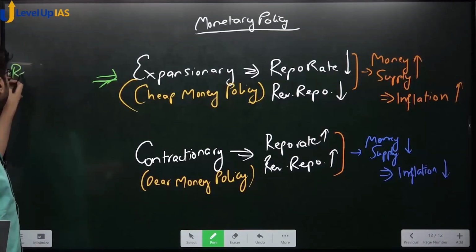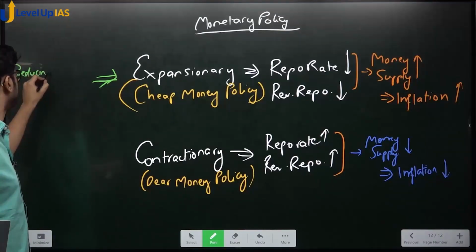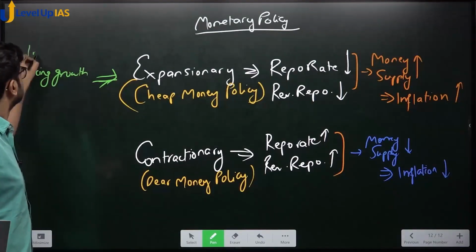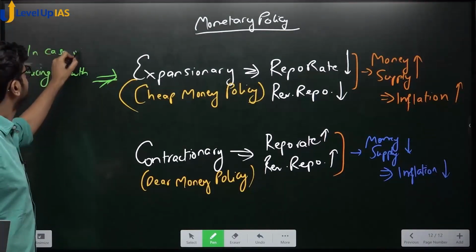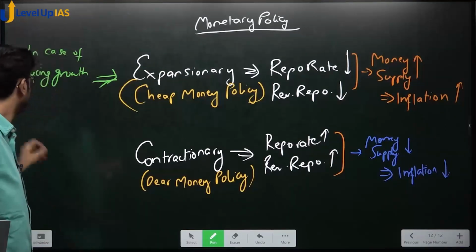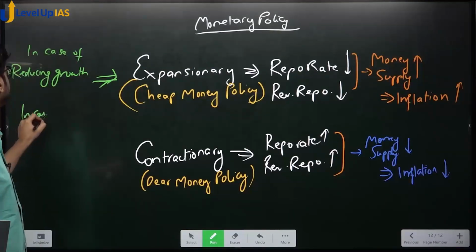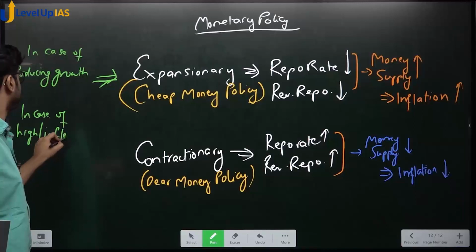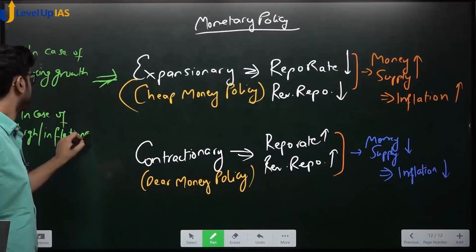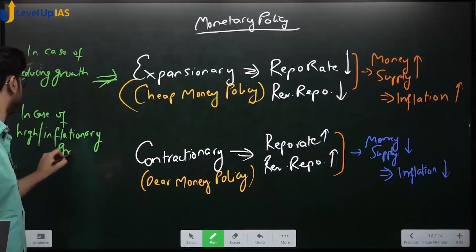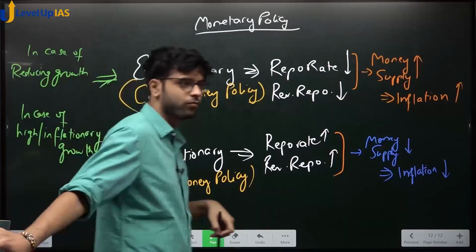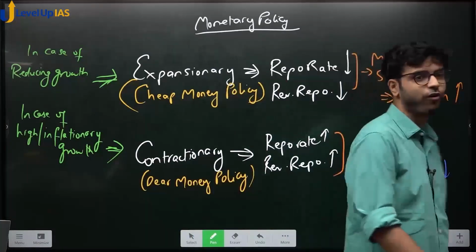Reducing growth, I can say generic. When growth reduces, in case of reducing growth, you have to follow this policy. And in case of inflation, high growth or inflationary growth, the other policy. Samjha? Now clear picture of monetary policy.